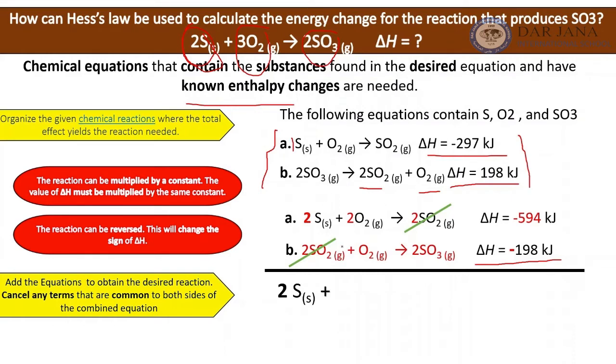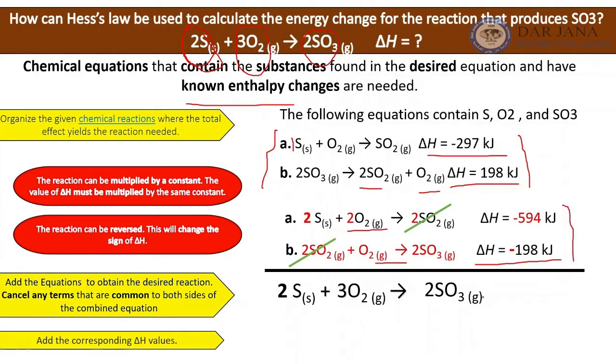While oxygen, both here and here we have oxygen, they are on the same side. Both of them are reactants, so we add them up. It's 2, and 1 here, it will be 3 oxygen. And finally 2 SO3. What should I do with these delta H's? As we said, we just add them up. The answer will be negative 792 kilojoules.